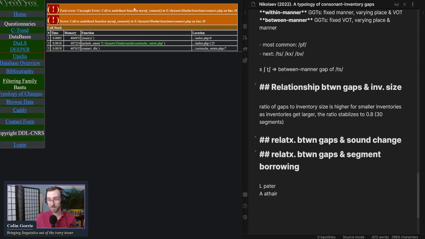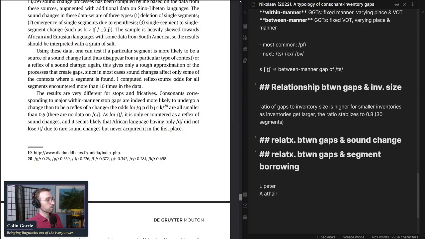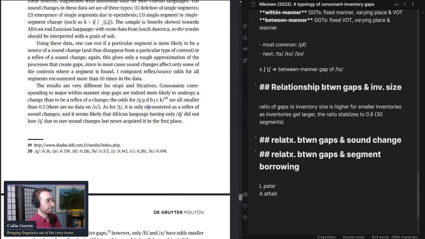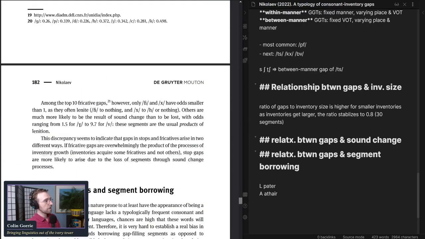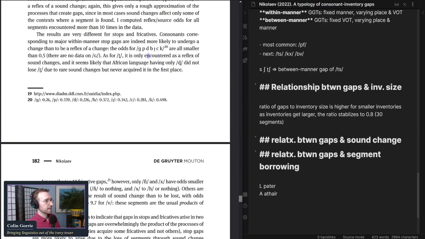And that's kind of interesting. I don't know exactly what we want to say about it because we can't get into it, but what does the author say? The author says that consonants corresponding to major within-manner stop gaps are indeed more likely to undergo a change than to be a reflex of a change.